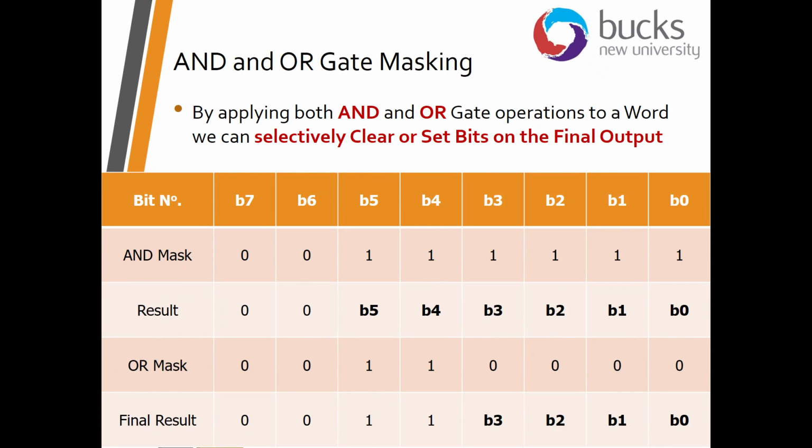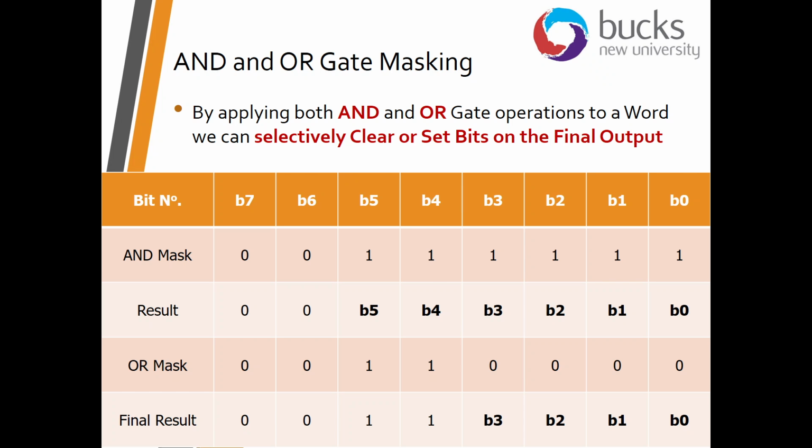So what we can also do is, if you can mask once, you can mask again. You can take your word C and put it through another mask. You can combine it with another word B to do something else. In this particular example, we're applying both AND and OR gate operations to a word, and we can selectively clear or set bits on the final output.